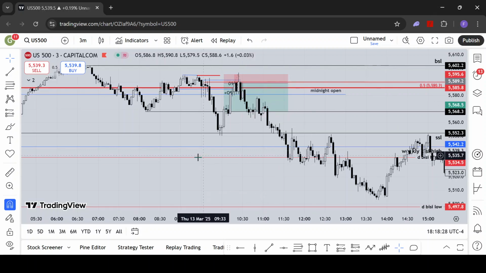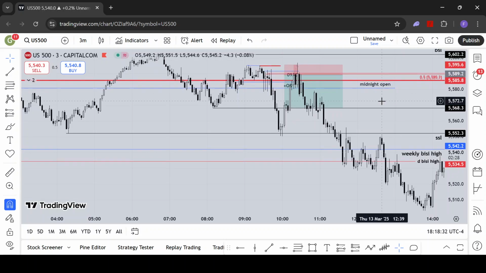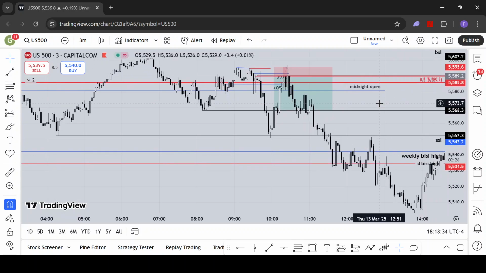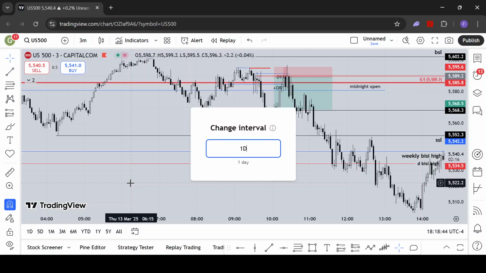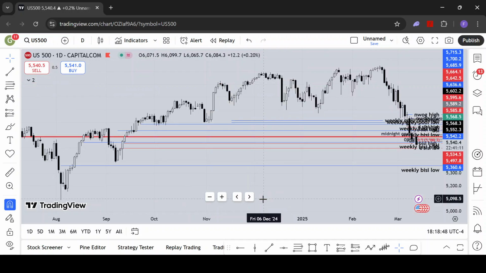So we're going to be covering the daily market review for the ES, which is the US 500. Starting from, I'll just leave all of this off and we'll discuss the higher time frame draw on liquidity, how we got our higher time frame draw.